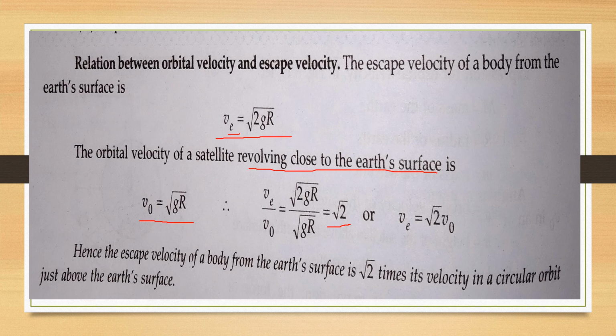Cross multiply these terms, we get the escape velocity in terms of the orbital velocity, that is VE is equal to under root 2 times V naught. So hence we can say that the escape velocity of a body from the Earth's surface is under root 2 times its velocity in a circular orbit just above the Earth's surface.